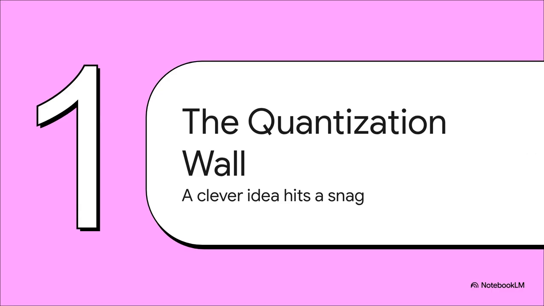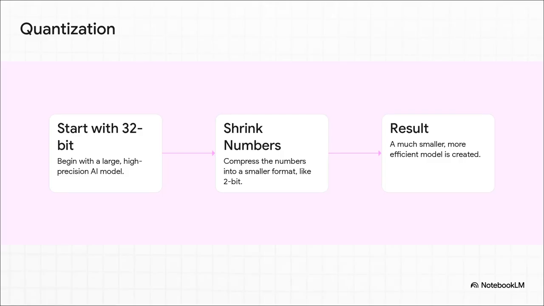So how do we get more speed? The industry's first big idea was this thing called quantization. It's a really smart concept, but as you're about to see, it runs smack into a brick wall. Okay, so the idea behind quantization is actually pretty simple. An AI model is, at its core, just a massive collection of numbers. They usually start out as these big, super precise 32-bit numbers. Quantization is just the process of shrinking them way, way down, compressing them into a tiny format like 2-bit numbers. The result? A model that is dramatically smaller and, in theory, should be way, way faster.